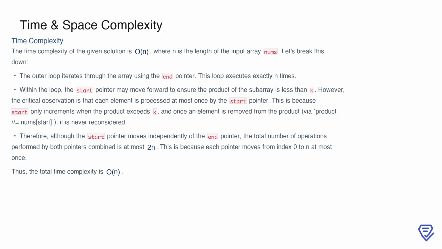Overall, the combined movements of both start and end pointers are at most 2n operations, each moving from index 0 to n at most once. Consequently, the total time complexity is O(n).